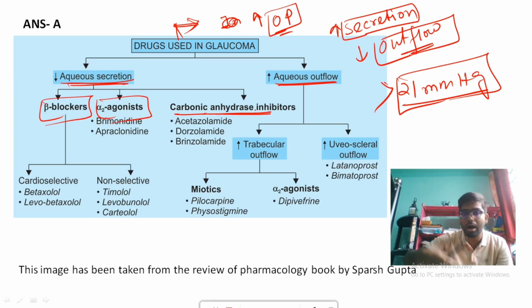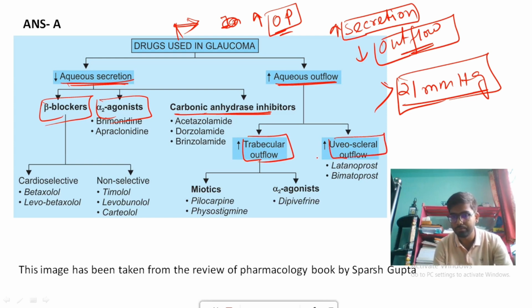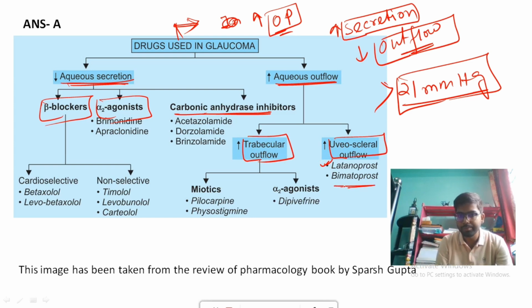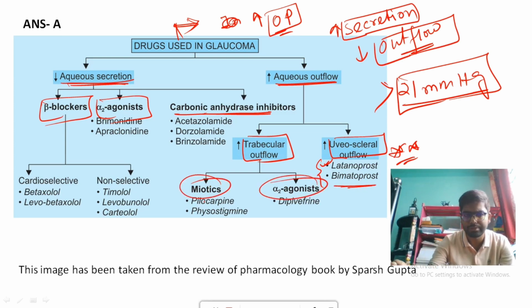And in case of increasing aqueous outflow, there are two types of aqueous outflow: trabecular outflow and uveoscleral outflow. Okay, latanoprost, a type of prostaglandin analog, and bimatoprost. These two are going to increase uveoscleral outflow. That is very, very important. In case of trabecular outflow, it is increased by miotics and alpha 2 agonists.